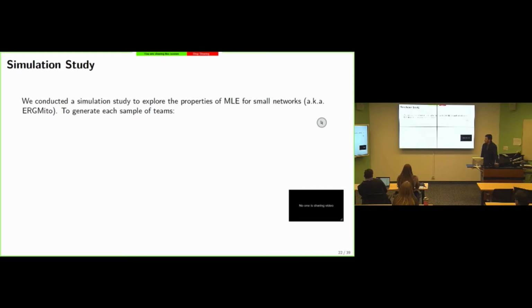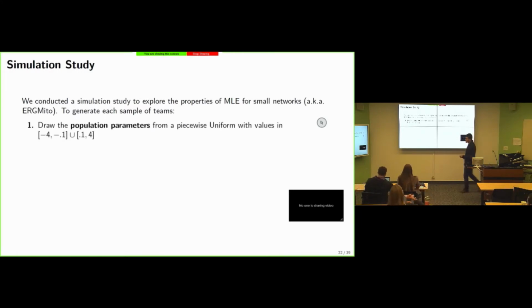Now, since this is kind of new, we wanted to make sure that we can actually use it, and this is a good way to do science. So in order to do that, we did a simulation study in which we simulated a bunch of networks. We simulated teams, just like the one that we have, which is 42 teams of between 3 to 5 individuals. But for this, we drew population parameters for edges and mutual ties from a piecewise uniform distribution with those values.